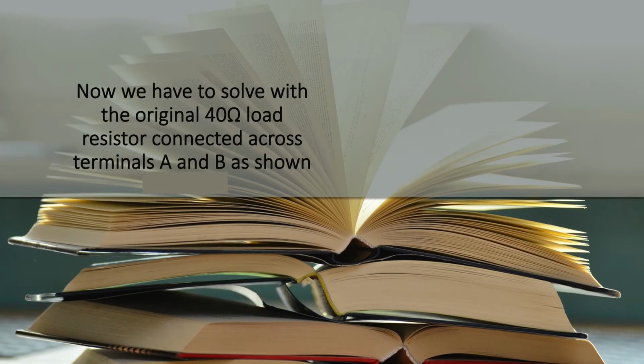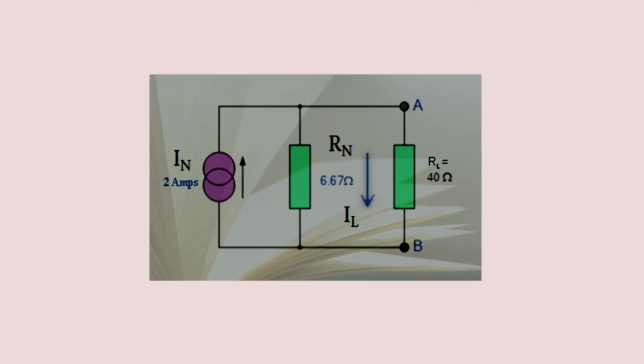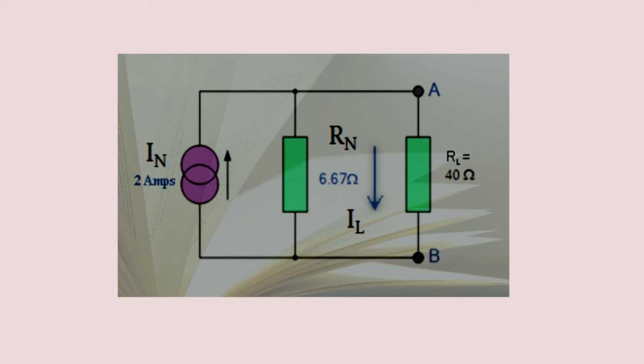Now you have calculated the value of the short circuit current, that is called the Norton current. You have also calculated the value of the Norton resistance. So what you have to do now is solve with the original 40 ohm load resistor connected across terminals A and B as shown in the figure. Here you can see the load resistance of 40 ohm and the Norton resistance of 6.67 ohm are connected in parallel with the Norton current of 2 ampere. Our aim is to calculate the current flowing through terminal AB, that is called the load current.